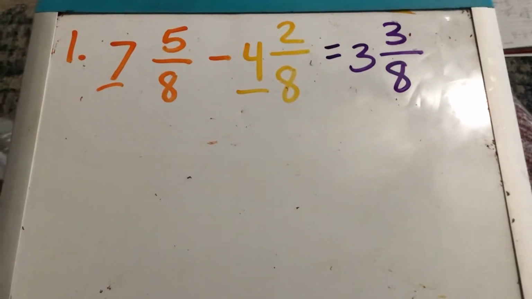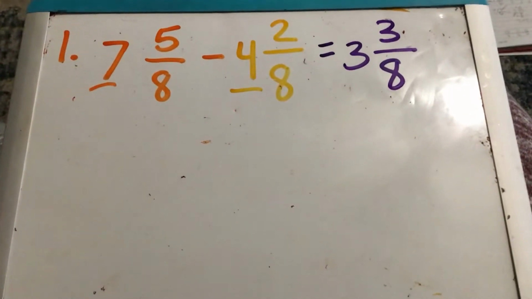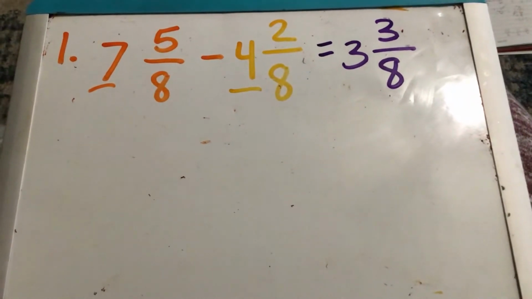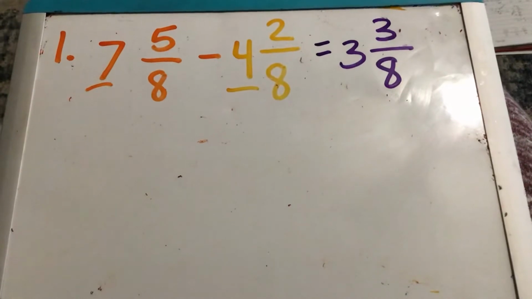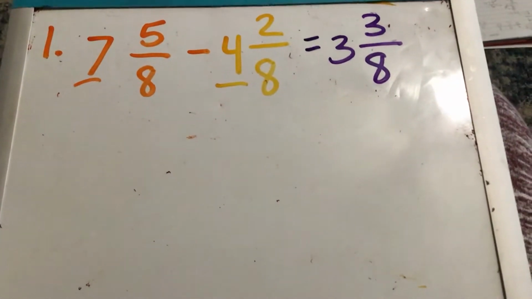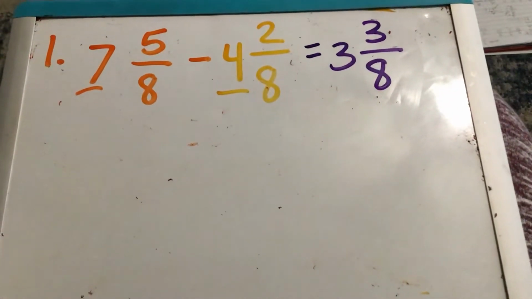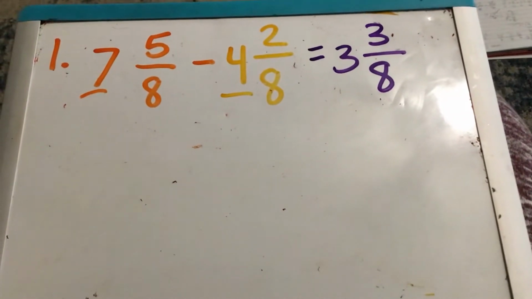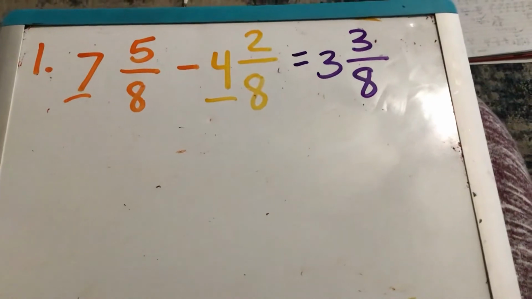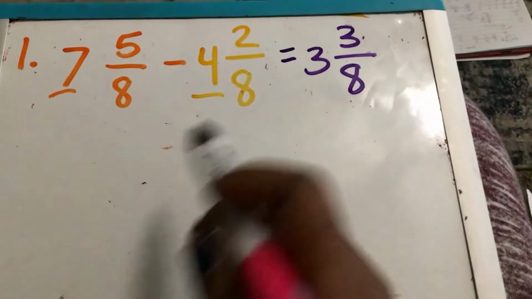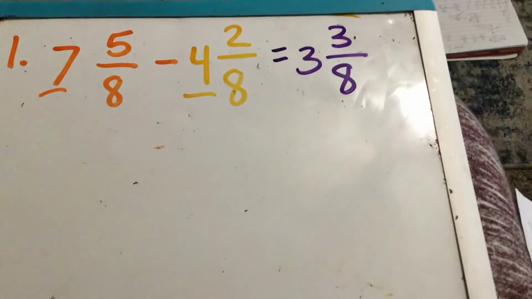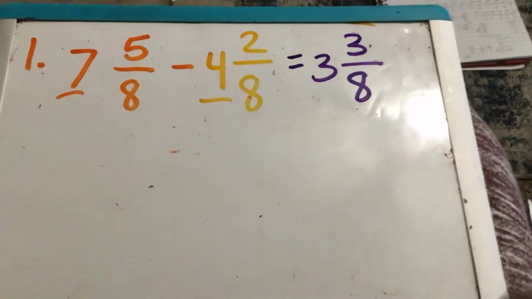Let's take a look at the first problem. The first problem is 7 and 5/8 minus 4 and 2/8, which she came up with the answer of 3 wholes and 3/8. Well, with these type of problems where the numerator in the first fraction is larger than the numerator in the second fraction, all you would just do is just regularly solve. You just subtract the wholes and you subtract the numerators and you keep the same denominator when they have like denominators. Very easy to solve.